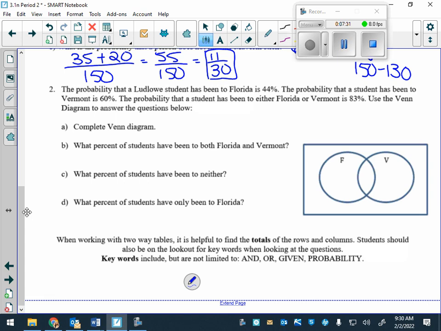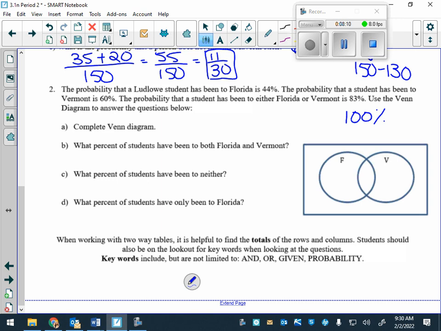Here we're in percentages. So since we are in percentages, this whole Venn diagram has to equal what? 100. So the whole Venn diagram has to equal 100%. Okay? The probability that a Ludlow student has been to Florida is 44%. The probability that a student has been to Vermont is 60%. The probability that a student has been to either Florida or Vermont. So this is different. Okay? This is different. This actually brings us to a formula to know of.